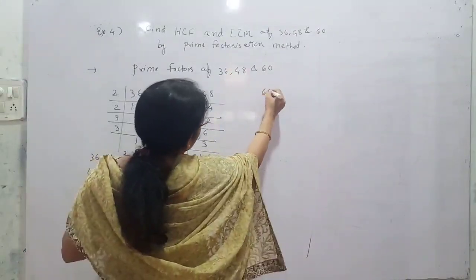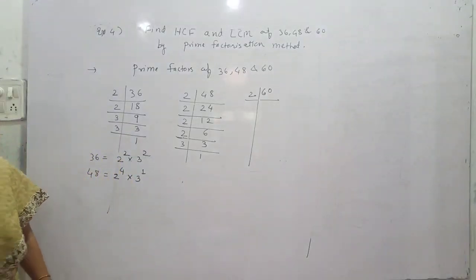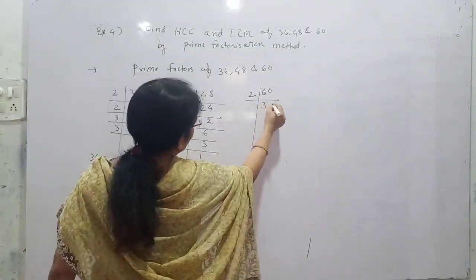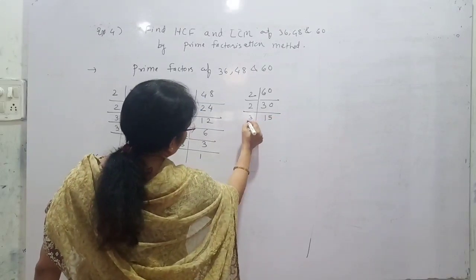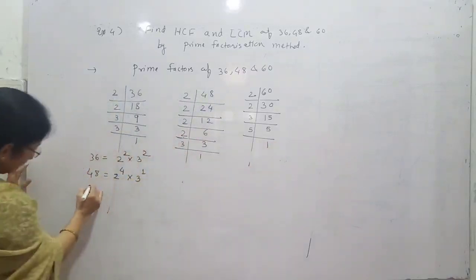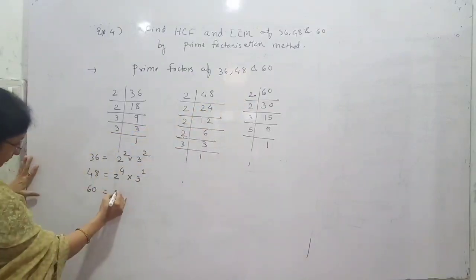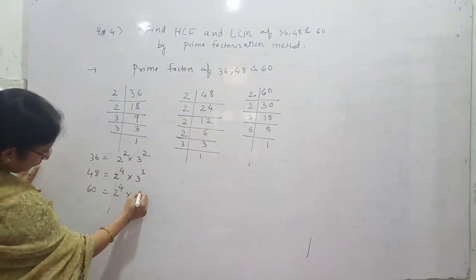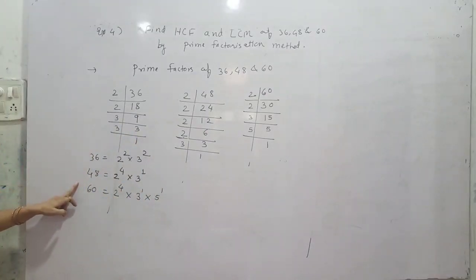Again, prime factors of 60. 2 3s are 6, 2 15s are 30, 3 5s are 15, 5 1s are 5. Means 60 is equal to 2 occurs 2 times, means 2 square, 3 raised to 1 and 5 raised to 1. Now these are prime factors of 36, 48 and 60.